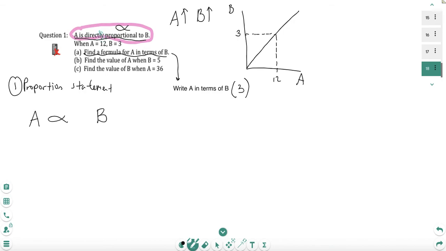Now, if it's a directly proportional relationship, we have to introduce something called a constant, okay? A constant. I'll call it constant because it's usually called a K, is the rate of change, all right?